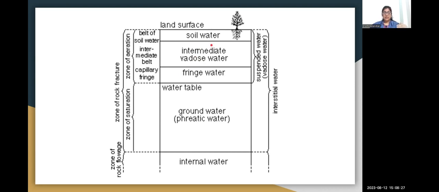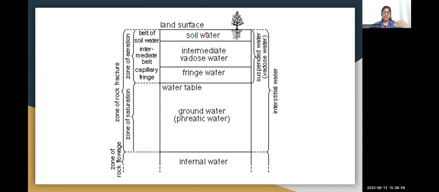It is divided into three layers majorly. First is the soil water zone, second is the intermediate Vadose zone, and the third is the capillary fringe zone. The soil water zone is the region which gets the immediate infiltrated water. As soon as water falls down as precipitation, it will start entering the soil surface, and that portion of the soil subsurface is called the soil water zone.